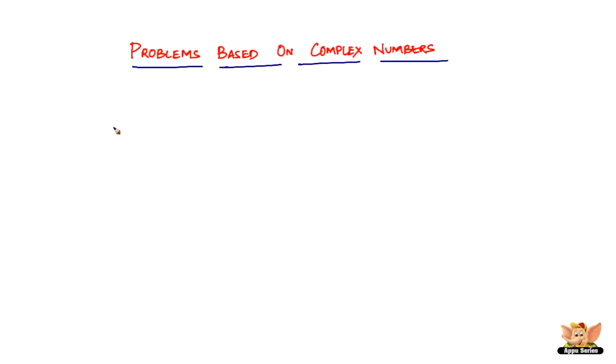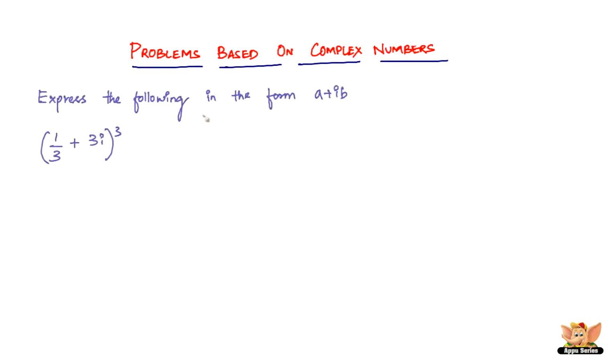In this video, let us continue to solve more problems based on complex numbers. Alright, here we've got a question which reads like this. It says, express the following in the form of a plus ib. And what we have to express in the form of a plus ib is 1 by 3 plus 3i the whole cube.